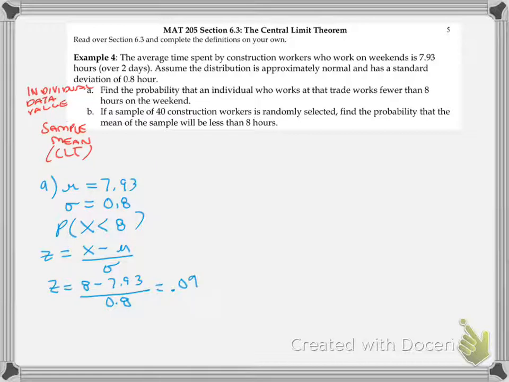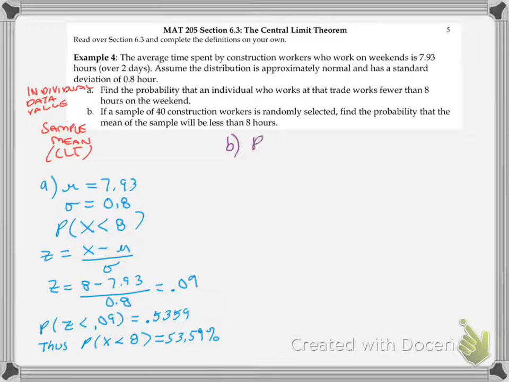Okay, and so the probability that Z is less than 0.09 is 0.5359. And so the probability that an individual works fewer than 8 hours is 53.59%. Okay, all right, so that's, again, because we're looking at an individual data value.